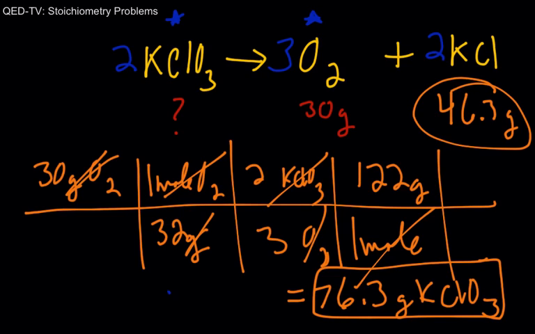So hopefully you can see that stoichiometry problems aren't that bad. Usually you're given grams, you convert it to moles, be able to put the mole ratio in from the recipe, and then convert it back to grams on the other side, or maybe the same side, depending on whichever you're trying to find out.